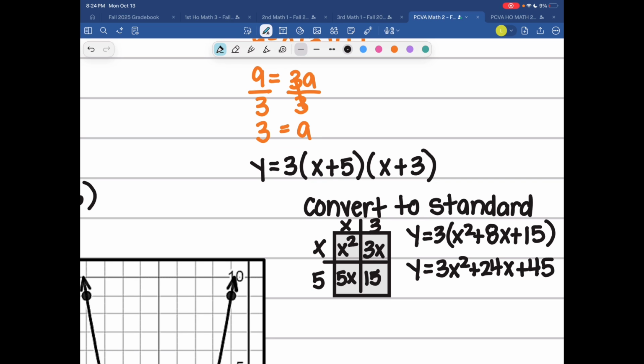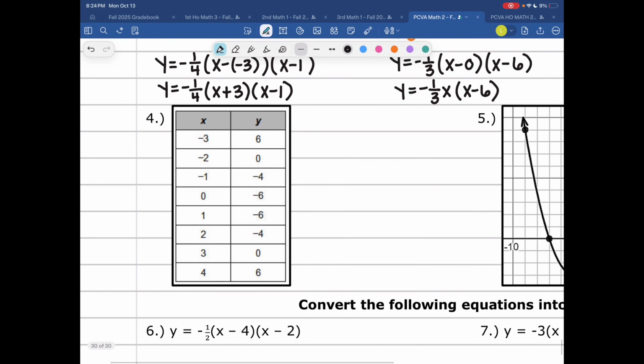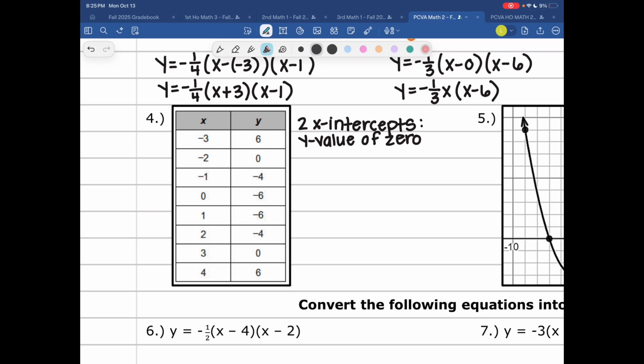So you can convert between any form that you like depending on which one's given or which one you're looking for. Now, if I have a table, remember there's 3 things that we need in order to write my factored form. So we need 2 x-intercepts and we need 1 point. So when I look at a table, an x-intercept is always going to have a y value that is 0. So y value of 0, okay? So when I look at my table, I can see that I have a y value 0 here.